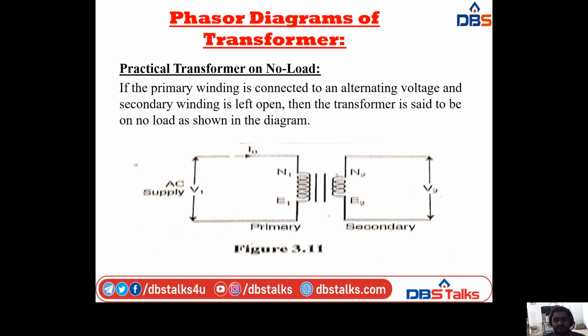In this one, the primary winding is connected to an alternating voltage, that is V1, which is represented on the left side of this diagram. The secondary winding is left open, which is represented on the right side of this diagram. When the primary winding is connected to an alternating voltage and the secondary winding is left open, the transformer is said to be on no load.